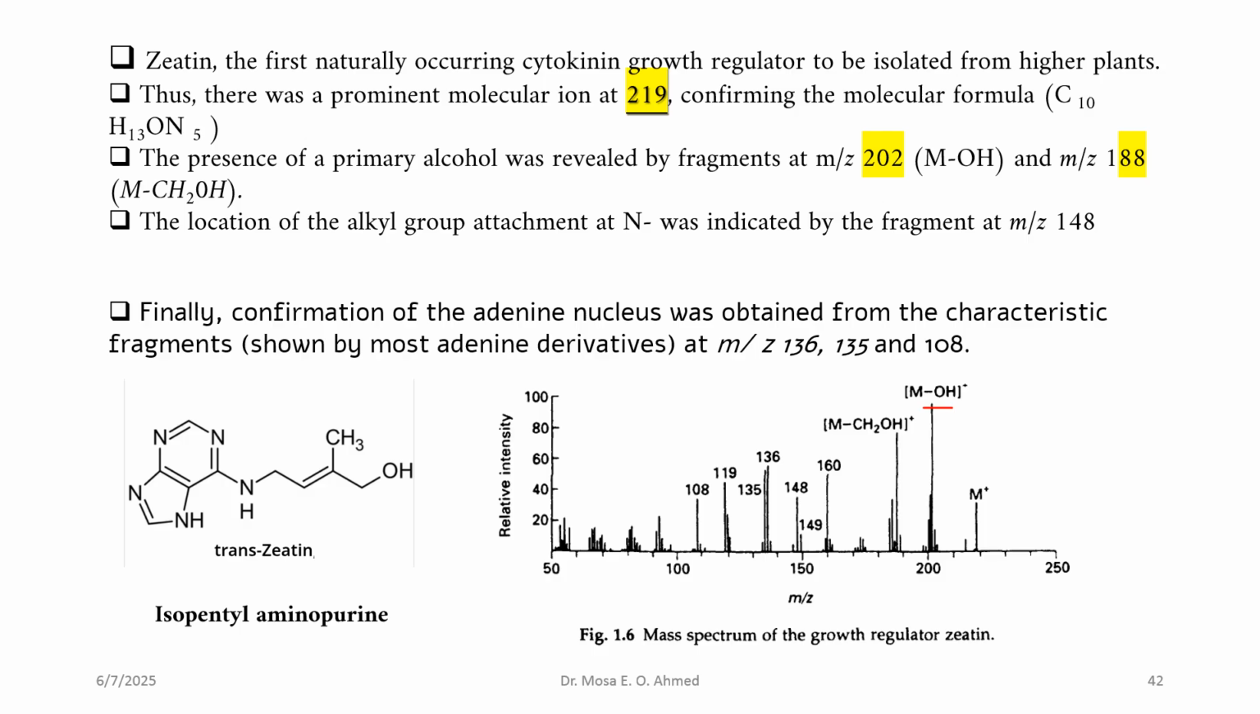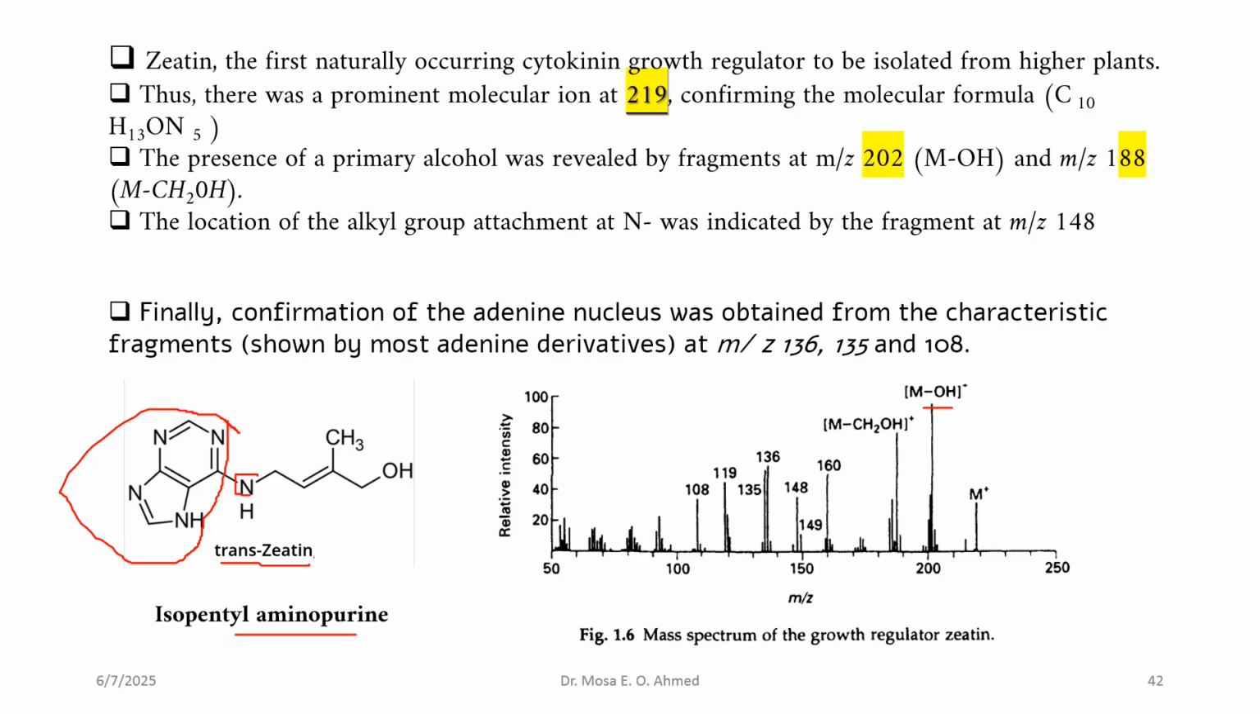The name of the compound is isopentenyl aminopurine, or trans-zeatin. This compound contains an amino group with a heterocyclic ring. This heterocyclic ring and amino group. Zeatin, or trans-zeatin, is a naturally occurring cytokinin, a growth regulator isolated from higher plants.